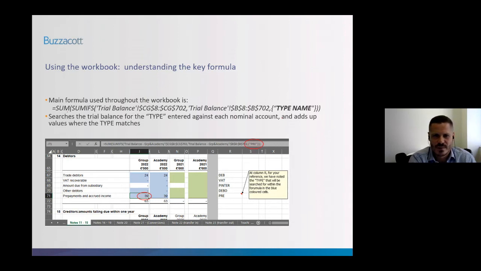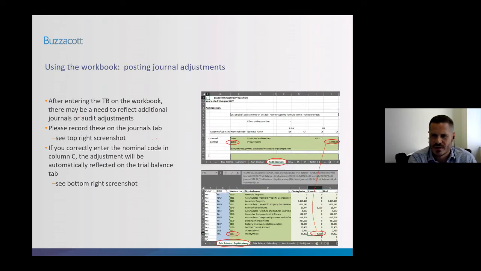On the next slide, I mentioned earlier that there may be a need to make further adjustments to the numbers after work on the accounts preparation or the audit has begun. So any such adjustments should be recorded in either the Accounts Journals tab or the Audit Journals tab, depending on whether the adjustment was identified during the accounts preparation phase or during the audit phase. So for example, say we determined during the audit that the purchase of some new furniture for the Academy Trust costing 5k had been incorrectly added to the prepayments balance. You can see on the top right screenshot the details of the necessary correcting journal which needs to be made.